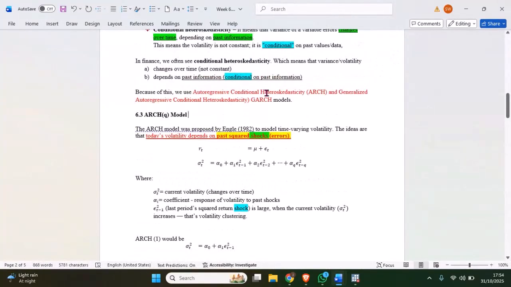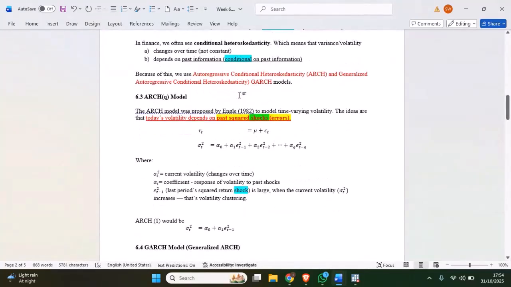Because of this, we use what we now call the ARCH and GARCH models. We use the ARCH and GARCH models. So now we go to modeling the ARCH and GARCH models, and we start with ARCH models.